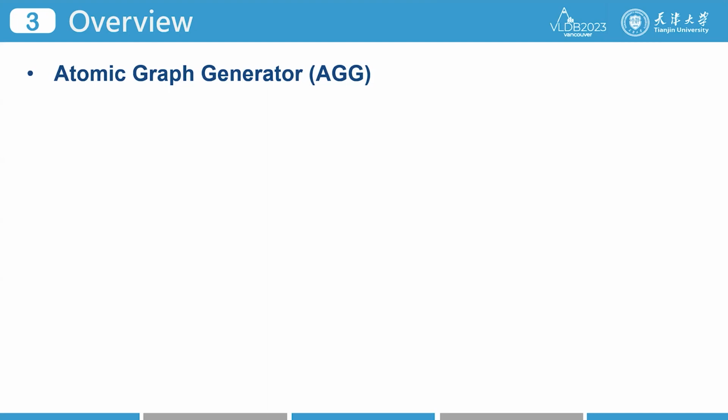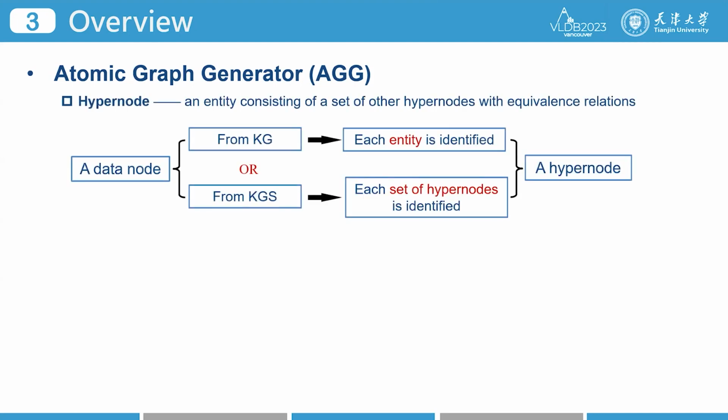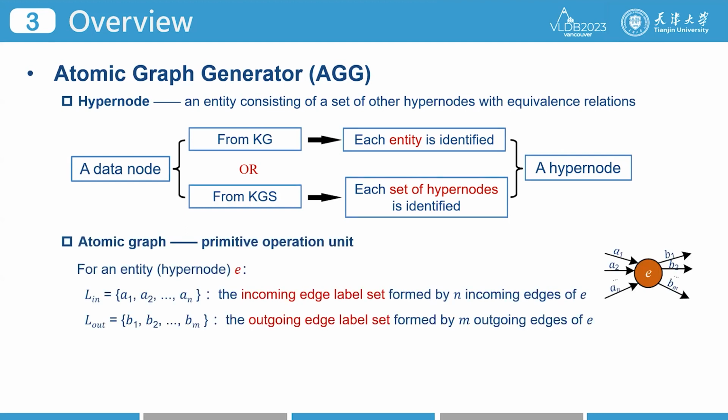In order to better unify the data from the knowledge graph and our schema data, KGNav adopts the concept of hypernodes to construct the data, which is essentially a new entity composed of a set of other hypernodes with equivalent relations. And for KG data, each set of equivalent hypernodes in the data is also wrapped into a new hypernode. Once we have structured data, we can use AGG to assemble the data into atomic graphs.